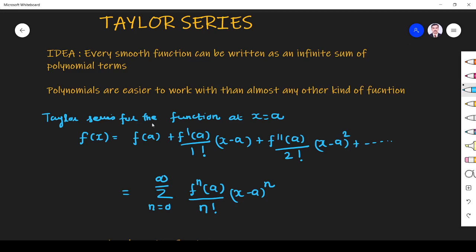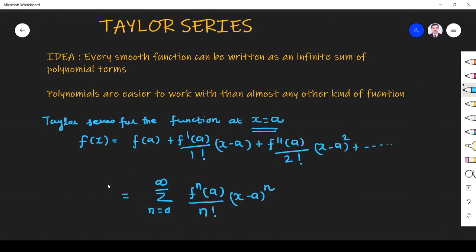So the Taylor series for the function at x equal to a is given by f of x equal to f of a plus f dash of a by 1 factorial into x minus a, plus f double dash of a divided by 2 factorial into x minus a whole square, like that it will go. It is hard to remember such a lengthy equation, so we must simplify it like this, right? So summation n goes from 0 to infinity, f to the n of a divided by n factorial, x minus a whole power n, right? So here we are writing the function f of x at x equal to a.